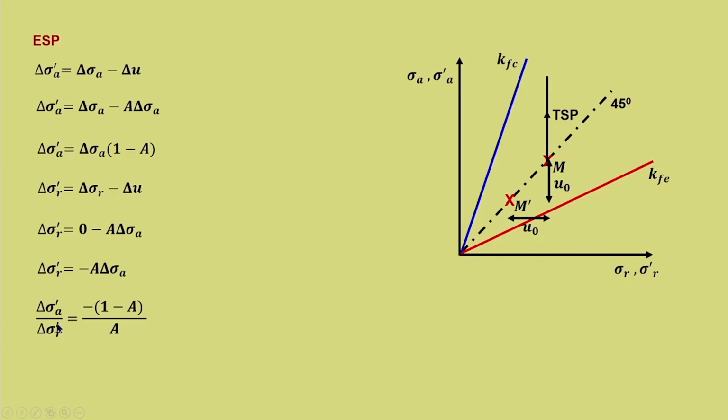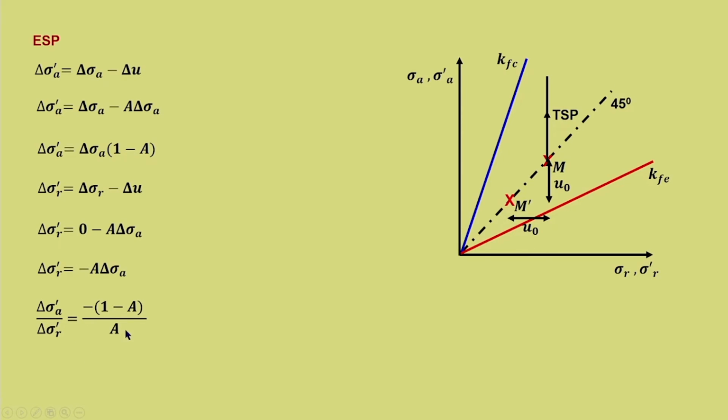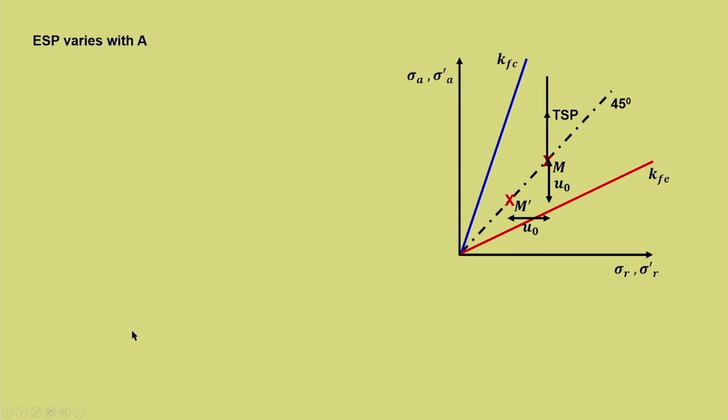So, now we are left with an equation for the slope. Earlier it was a number, so it was not changing. Here it changes, the effective stress path keeps changing with shearing, and that change will be with respect to the parameter A. So, ESP varies with A. And A is dependent on stress history. This much we have already seen in our previous lectures.